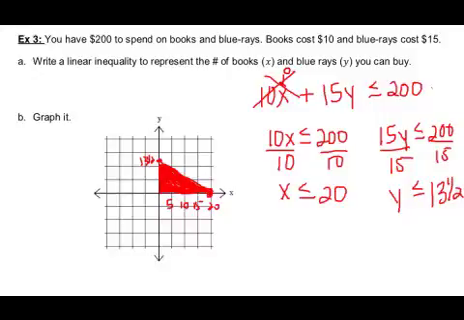So again, we can use inequalities when we have more than one variable, and we can look at a coordinate plane to see what our solutions are going to be.